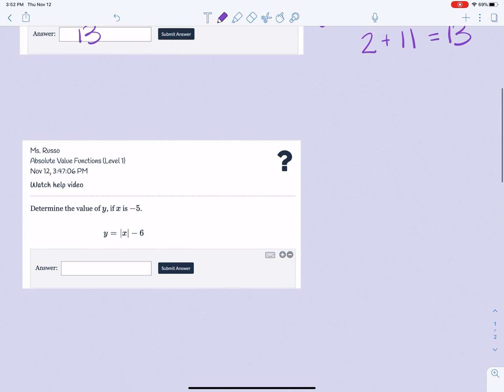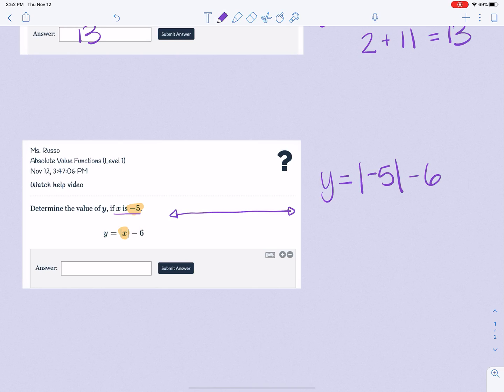Okay, in our next one, this time it says determine the value of y if x is -5. So in other words, they want us to take -5 and substitute it in for our x. So let's go ahead and rewrite it. Y equals the absolute value of -5 minus 6. So let's go back to that number line. If I have my number line, here is 0, and here is -5. How many jumps is it going to take to get from -5 to 0? So what is this distance?